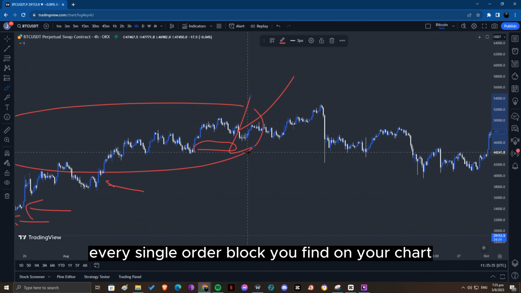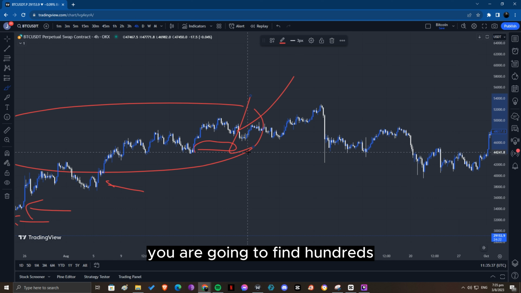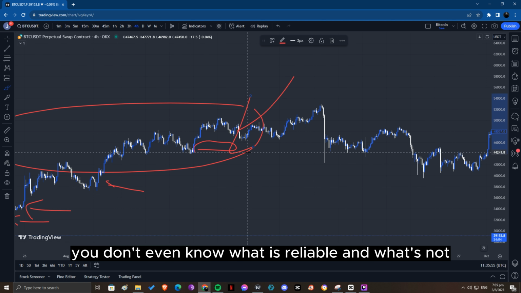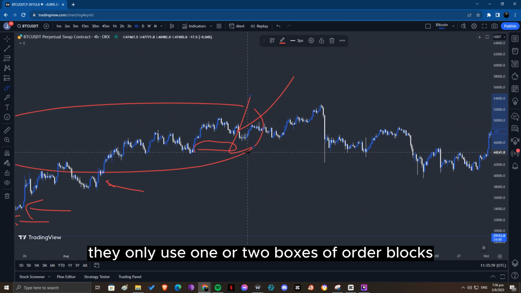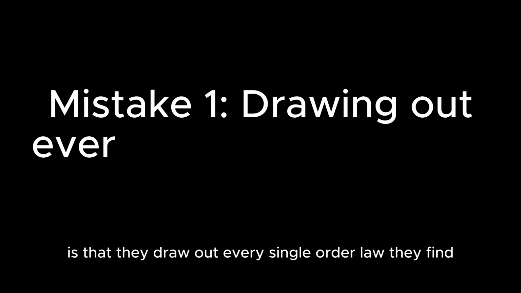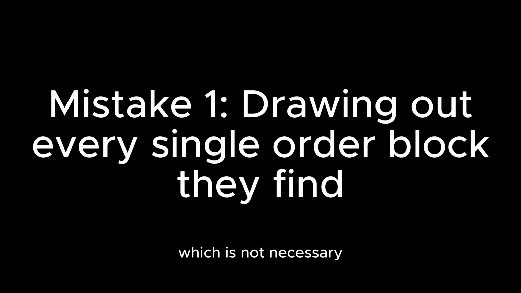If you try to draw out every single order block you find on your chart, you are going to find hundreds if not thousands of them. If you go to the 4 hour, you would have many order blocks. If you go to the daily, you might have even more. And you go to the 15-minute and there's even more and more, and you're going to keep drawing them. At the end of the day, your chart is going to look very messy, and at that point, you don't even know what is reliable and what's not. Notice when pro traders trade order blocks, they only use 1 or 2 boxes of order blocks. So the mistake beginners make is that they draw out every single order block they find, which is not necessary.